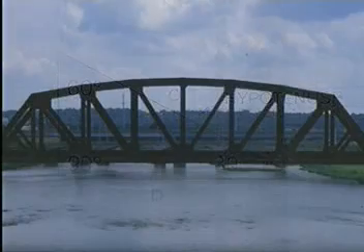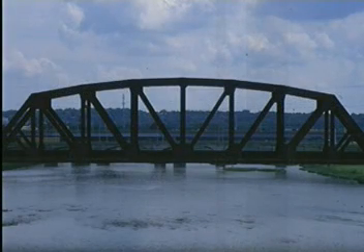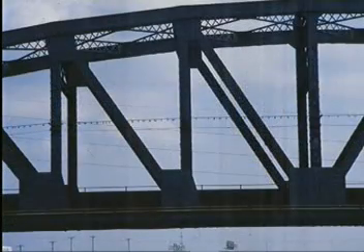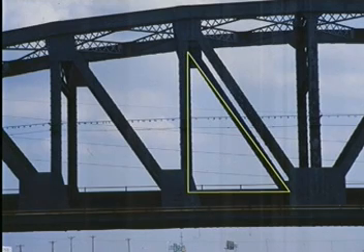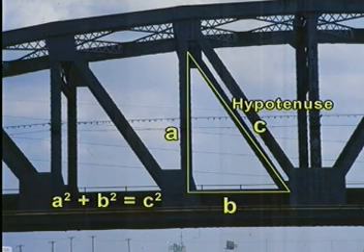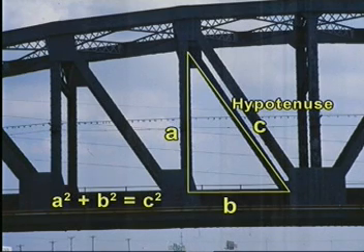Using math and geometric shapes together will help solve problems such as determining the length of the steel girder on this train bridge. Since this truss is a right triangle, we use the formula a squared plus b squared equals c squared to find the length of the hypotenuse, c, once we know the lengths of sides A and B.